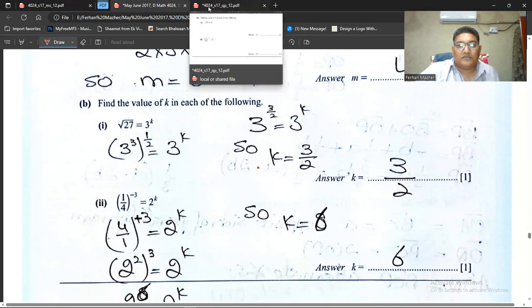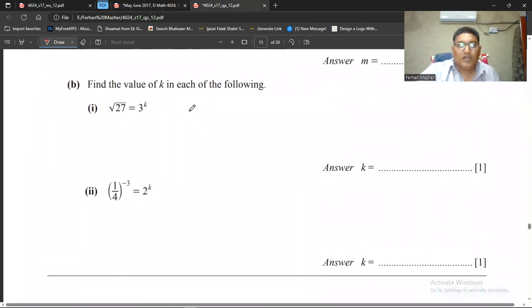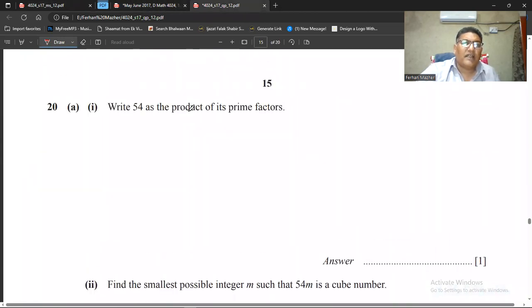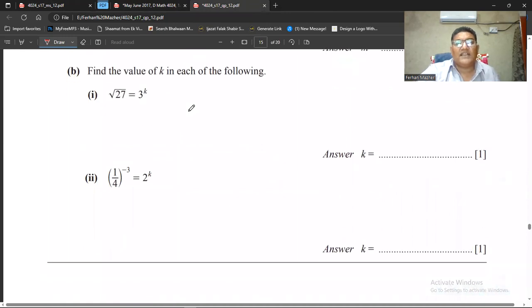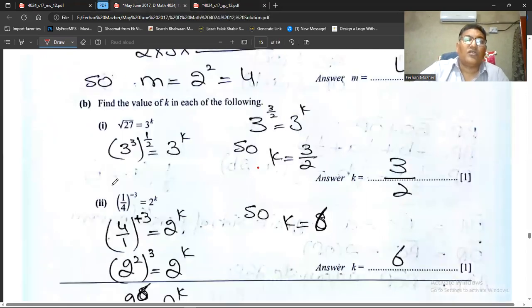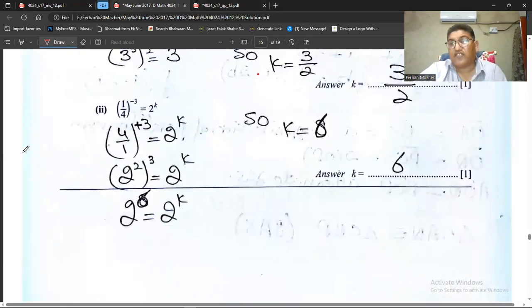Now, question number 20, B, and its second part. Here we have a bracket. In the bracket, we have 1 by 4, and the bracket is raised to power minus 3, and that is equal to 2 raised to power k. So I will reciprocate the fraction inside the bracket and the power will become positive. So you will have (4 by 1) whole thing raised to power 3 equals 2 raised to power k.